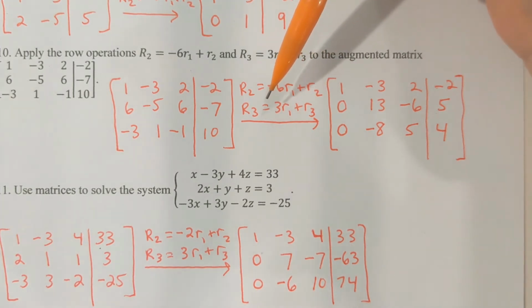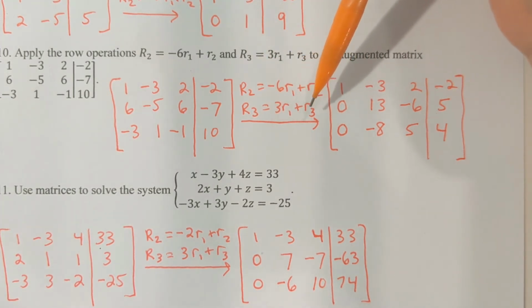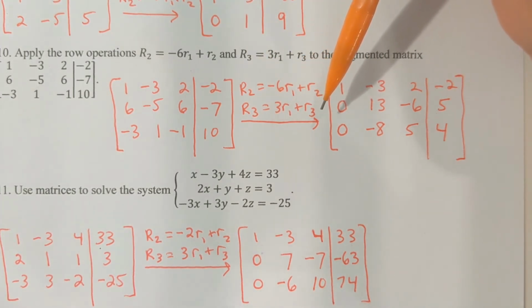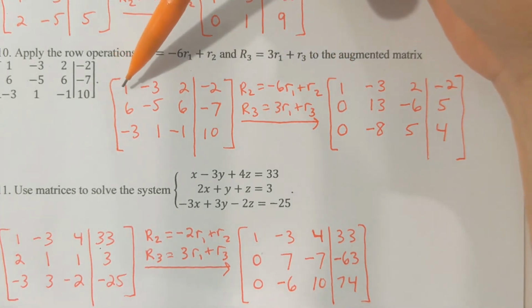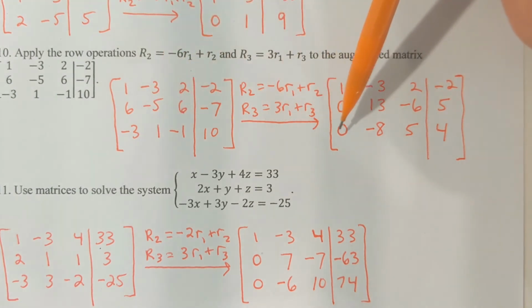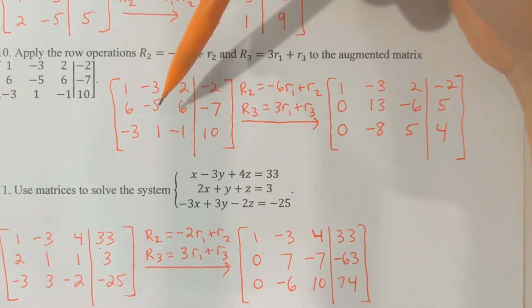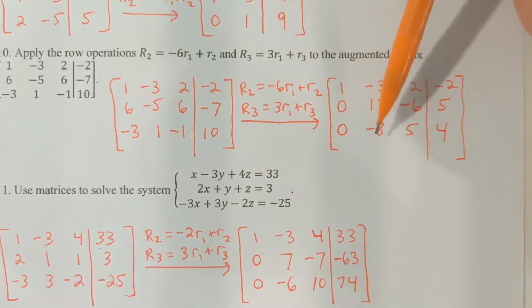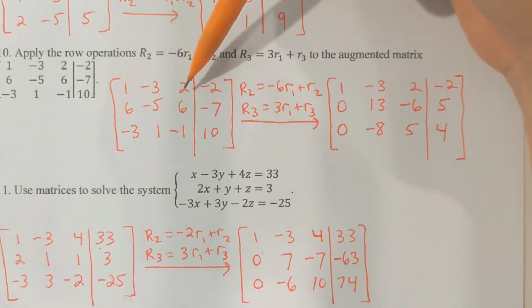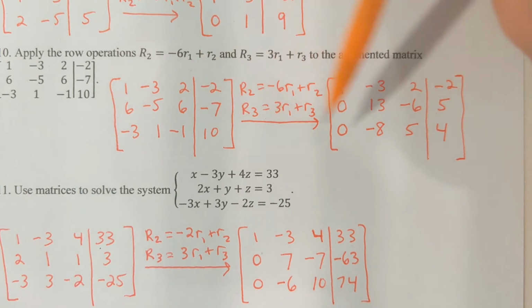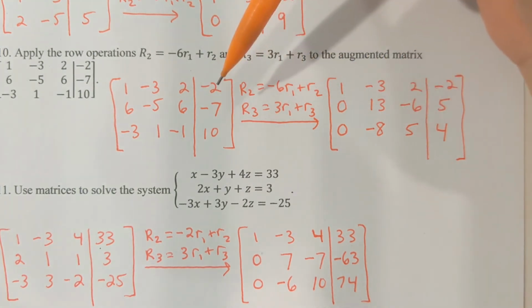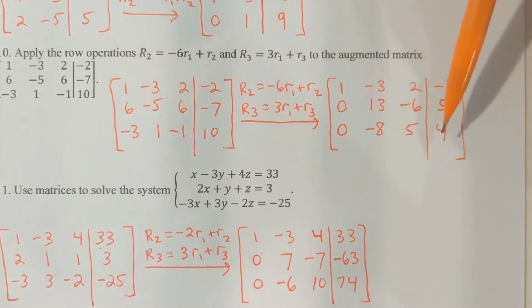I'm also going to get a new row 3 by taking 3 times row 1 plus row 3. So let me do that. 3 times 1 is 3, plus negative 3 is 0. 3 times negative 3 is negative 9, plus 1 is negative 8. 3 times 2 is 6, plus negative 1 is 5. And then 3 times negative 2 is negative 6, plus 10 is 4.